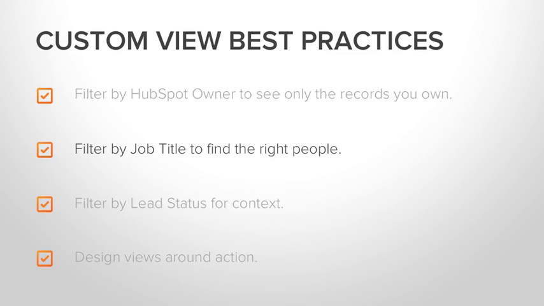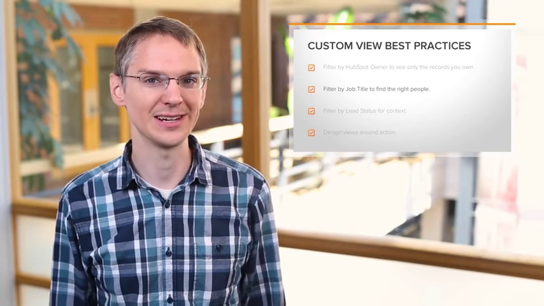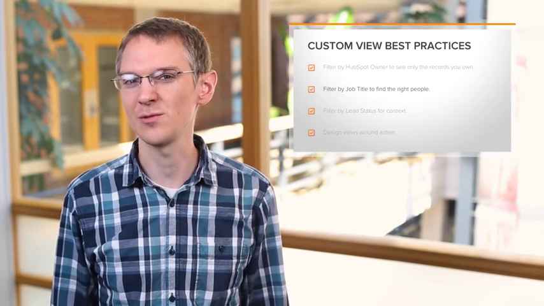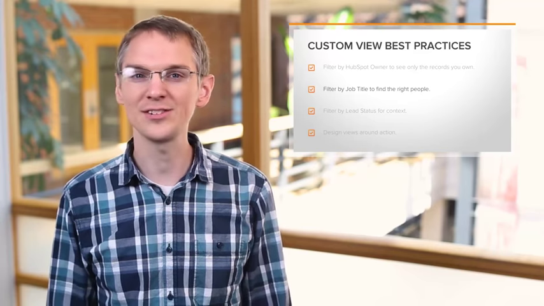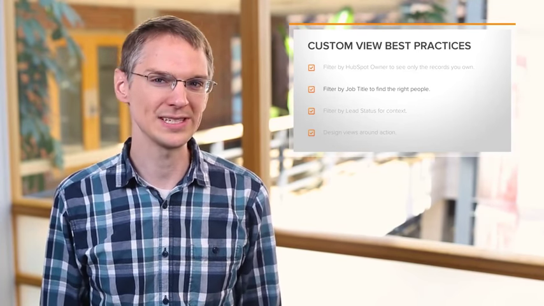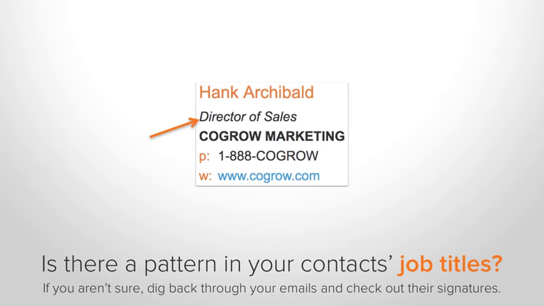Next, filter by job title to find the right people. While it's great to keep track of everyone you meet at a company, when it comes to moving a sale forward, you need to make sure you're talking with the decision maker. Looking at job titles can often help with that. Think about the people who have recently bought from you. Is there a pattern in their job titles? If you aren't sure, dig back through your emails and check out their signatures. If you see a particular title coming up over and over again, create a filter for it and include it in your custom views.